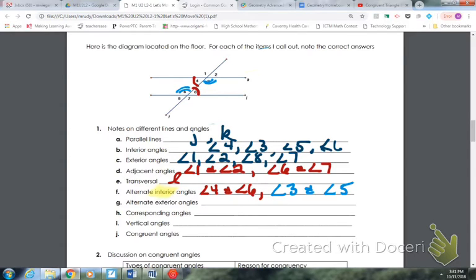Okay, so those are both pairs of alternate interior angles. Alternate interior angles are two interior angles. They have to be non-adjacent on opposite sides of the transversal.